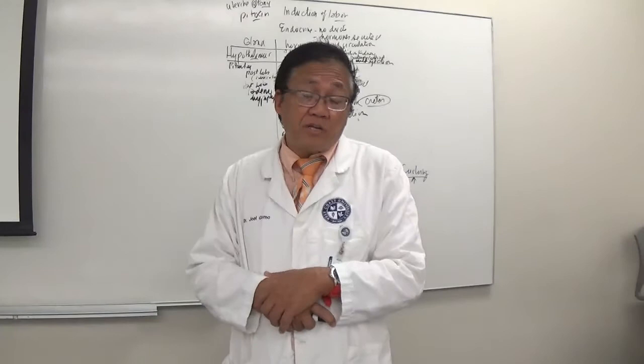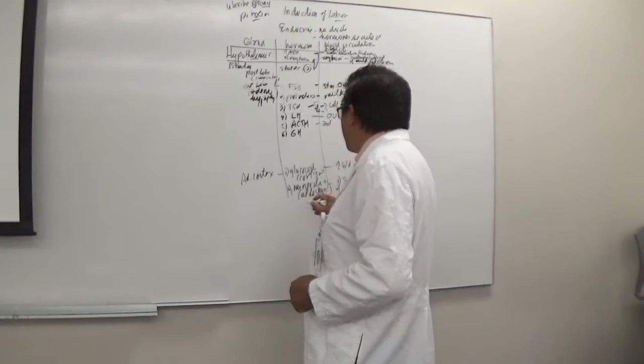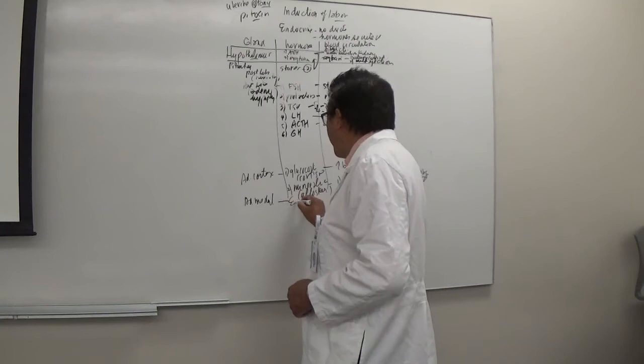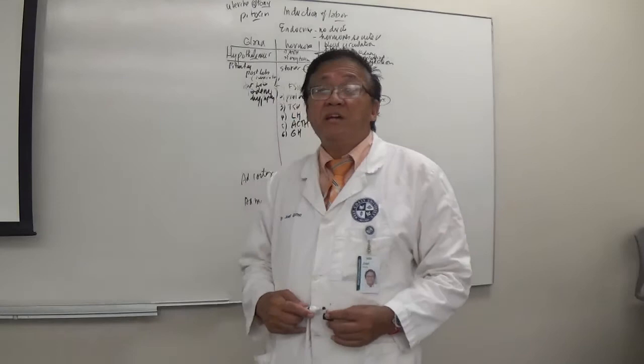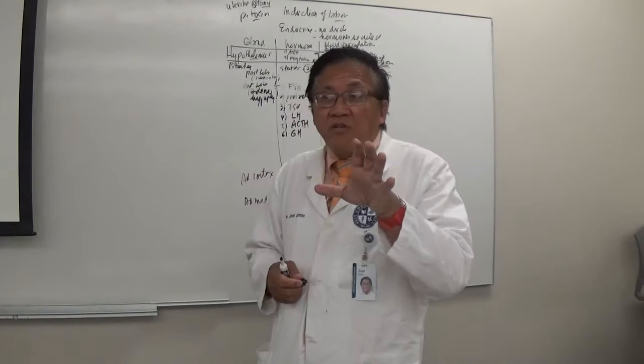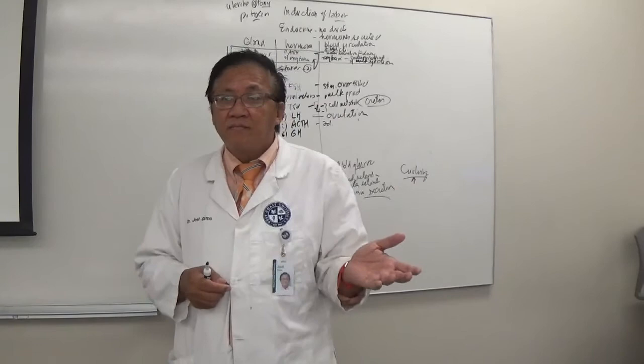Now, what about the adrenal medulla? Okay. Epi or adrenaline, and what's the other one? Norepi or noradrenaline. And you know that is the neurotransmitter for what? Sympathetic response. What does it mean? Increased heart rate, bronchodilation. That's the reason why when a patient is suffering from an asthmatic episode, we give epi. Now what is epi?